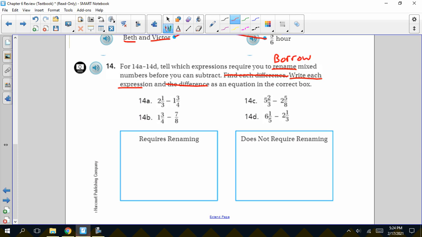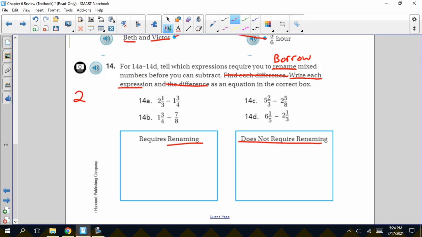So all we have to do for 14A, B, C, and D is set the problems up and decide, do you have to rename or borrow, or can you just go ahead and subtract? If you need to borrow, you put it in the requires renaming. If you do not have to borrow, then obviously it does not require renaming. So just set up each expression here and find a common denominator. When you're ready to subtract, decide, do you have to borrow or not?